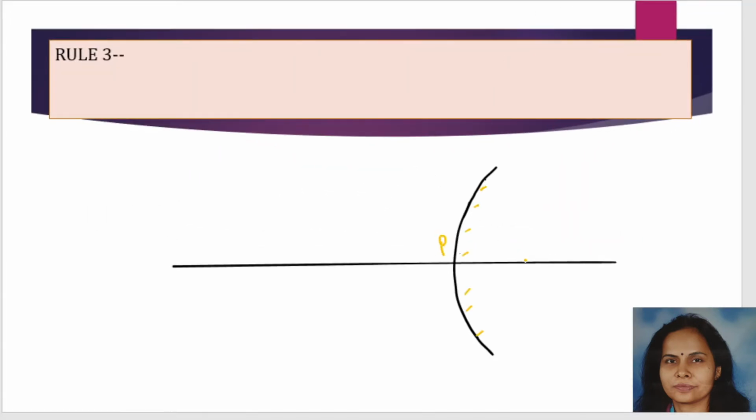This is your pole, principal focus, center of curvature. This rule says if an incident ray will strike the mirror in such a direction that if I draw it backward, it will pass through the center of curvature, then after reflection, it will retrace its path. I am reminding you that we have done the same rule 3 in concave mirror as well. This is again an important question here: why will the reflected ray retrace the path?